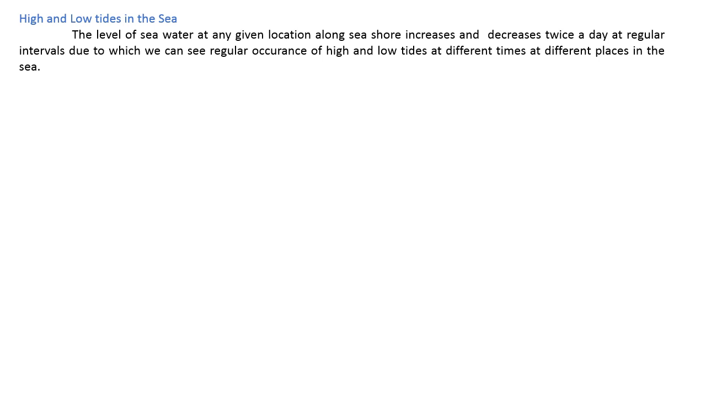Now we know what high tide and low tide are. High tide and low tide are nothing but the increasing and decreasing of the level of the water at a particular place, a particular location. There is an increase in the level of water.